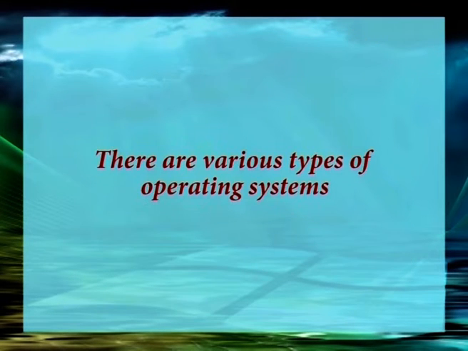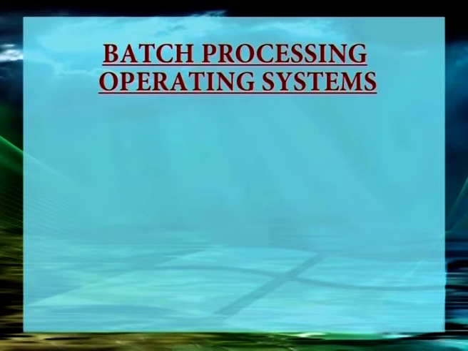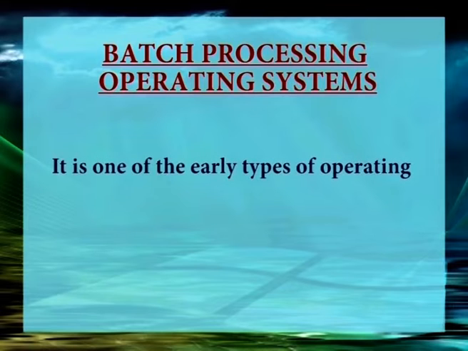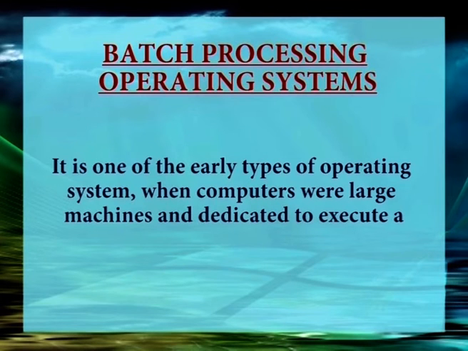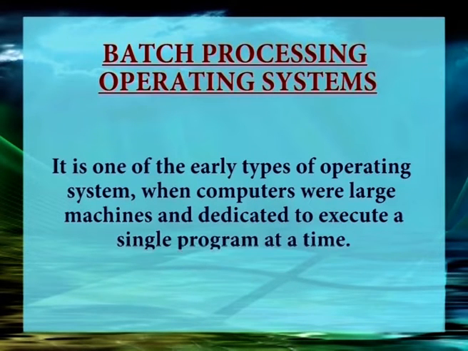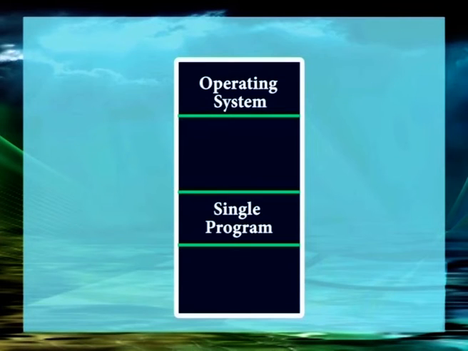There are various types of operating systems as discussed following. First, we have batch processing operating systems. It is one of the early types of operating system when computers were large machines and dedicated to execute a single program at a time. The memory layout of a simple batch processing system is shown in this figure.